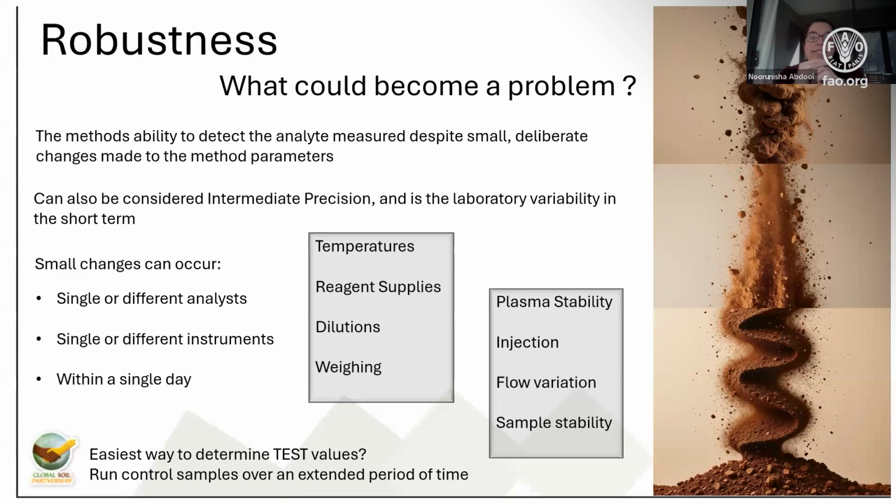On an ICP, for instance, things that you could change in slight increments are your plasma stability, how you do your injection into your ICP, your flow rate, and your sample stability.